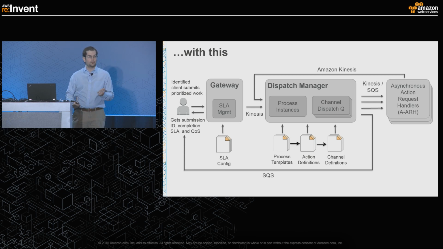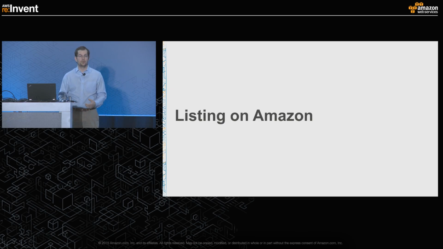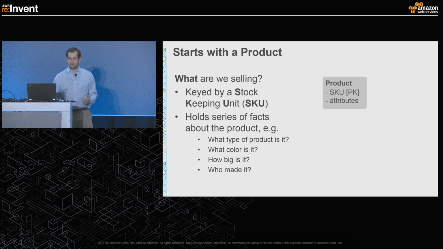Now, in order to understand why we went and built this, we need to really start off with a little bit of information about how listings work on Amazon.com. So first of all, we always start with a product. So this is something that we're selling. And we're really talking about the facts around that item. So we need to identify it. That identifier is unique to a particular seller or merchant.